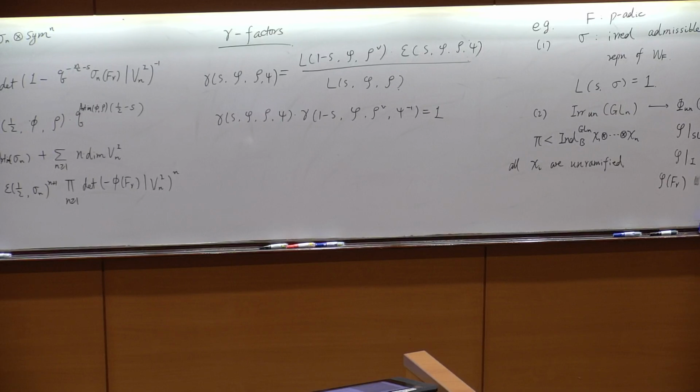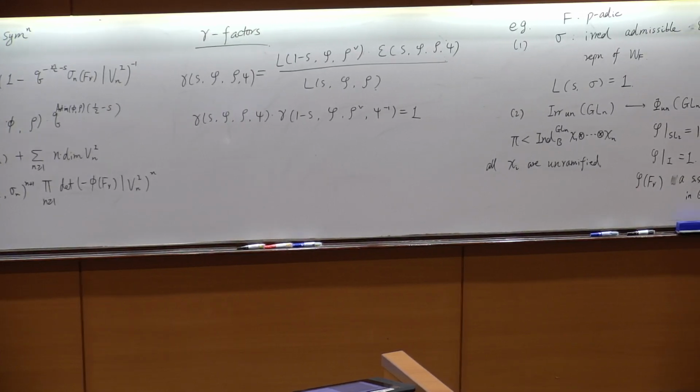So this is our correspondence. And if we apply our definition, because the restriction to SL2 is trivial, and also every vector is inertia invariant, we have the L factor is just the product over i from 1 to n. Okay. And in this case, the epsilon factor is extremely simple.